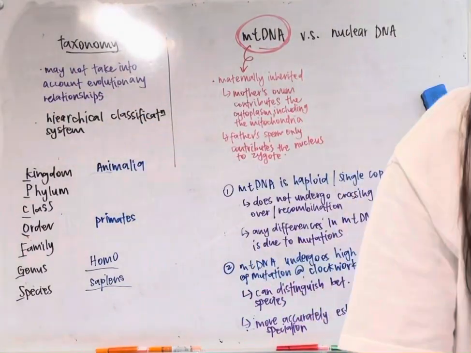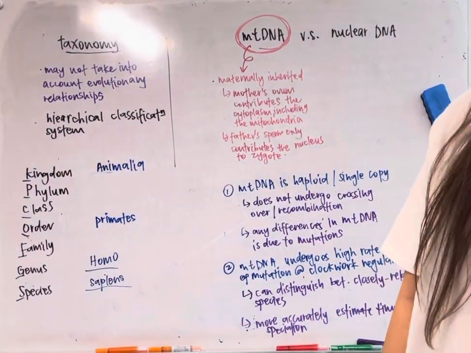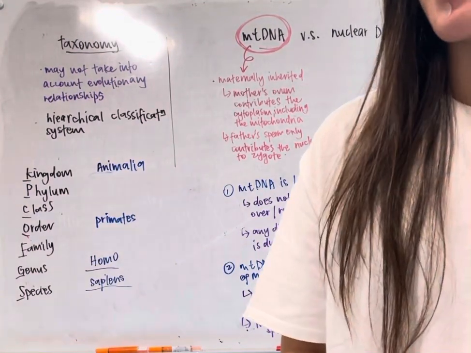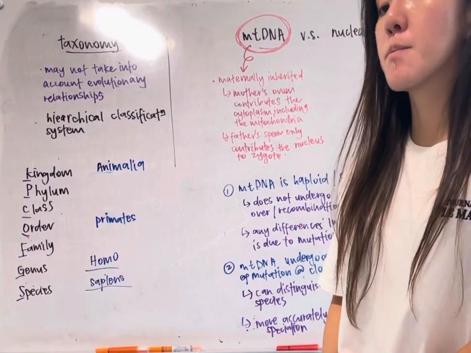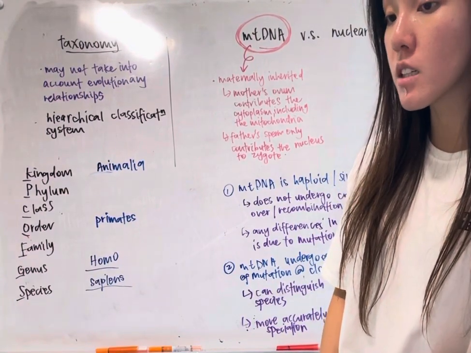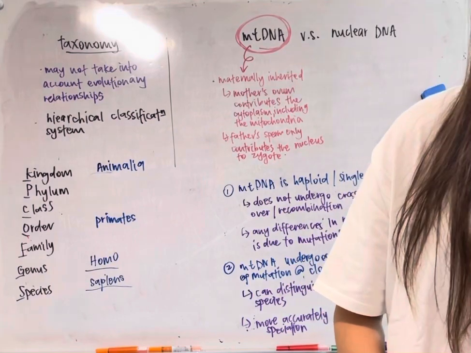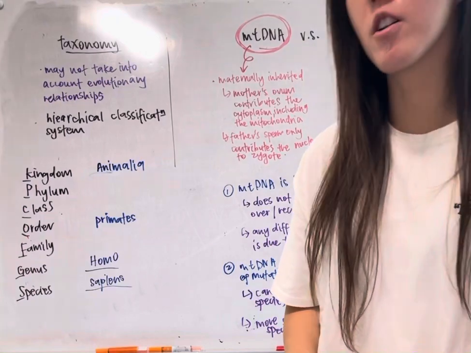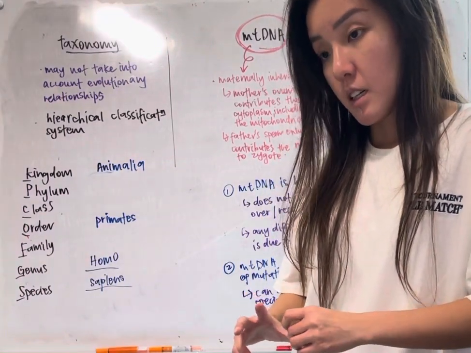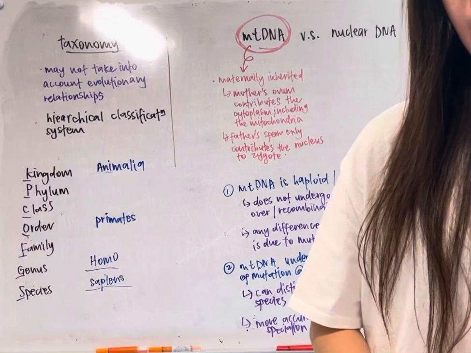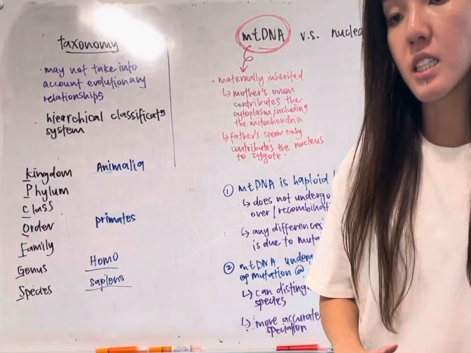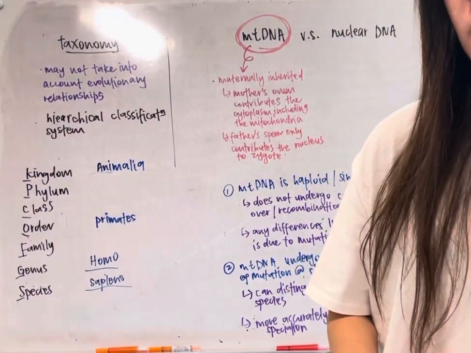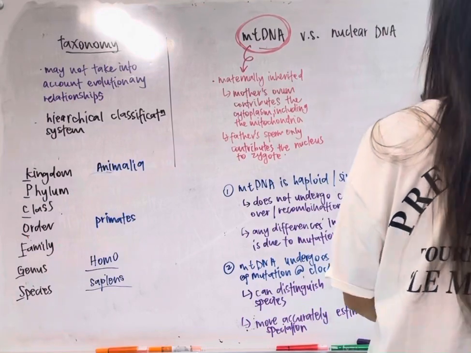So another one is molecular data can be used to trace evolutionary relationships of species, especially if they are so different despite little morphological homology. I repeat, can trace evolutionary relationships of species, especially if they are so different despite little morphological homology.